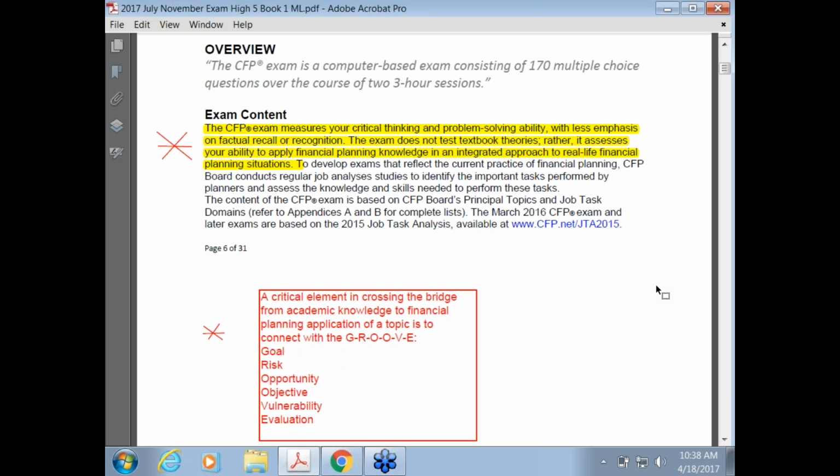And sometimes the question is just what should the planner do next? And in those questions, conceivably, all 4 answer choices are technically accurate and true statements. But when we see what should they do next, there's only one of them that is the very next step. And I'll help you with that as well.